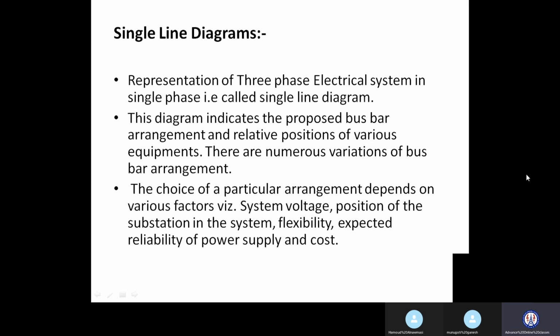So first we are going to understand how we are representing the technical parameters of each component in our single line diagram. First we are going to understand the representation part, and then in the last we learn how we are preparing the single line diagram for any electrical system.